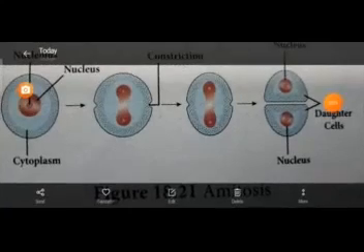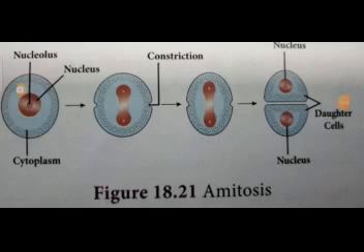Now the first one, that is amitosis. During amitosis, the nucleus elongates first and a constriction appears in it, which deepens and divides the nucleus into two, followed by the cytoplasm dividing, resulting in the formation of two daughter cells.